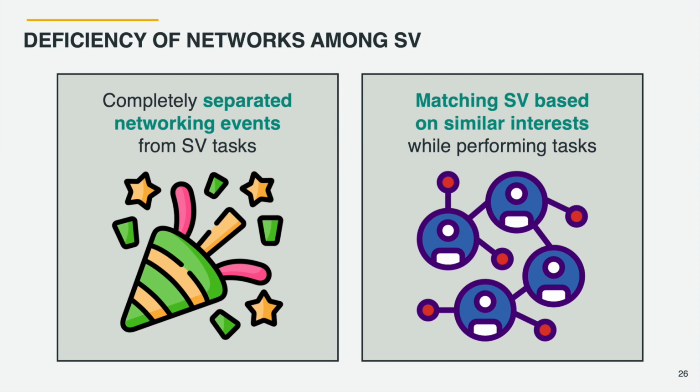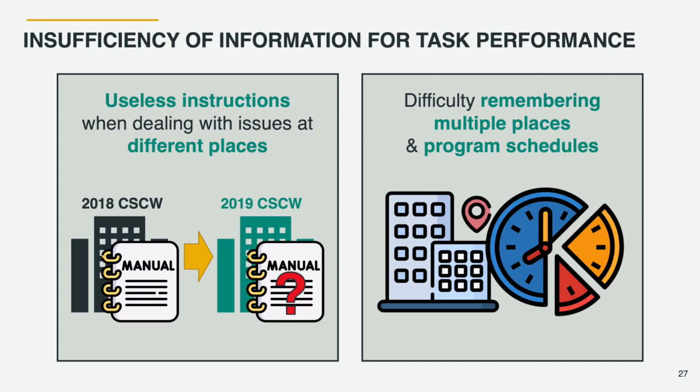We assume that SV hope to participate in networking events that are completely separated from their tasks. In addition, we believe that matching SV with others who have similar interests would benefit them when it comes to networking with each other while performing specific tasks. In addition, there might be an insufficiency of information for task performance. Both SV and SVC thought that the given instructions were useless when dealing with issues at different places. Also, they had difficulties locating themselves in the building and remembering all the different places and program schedules.